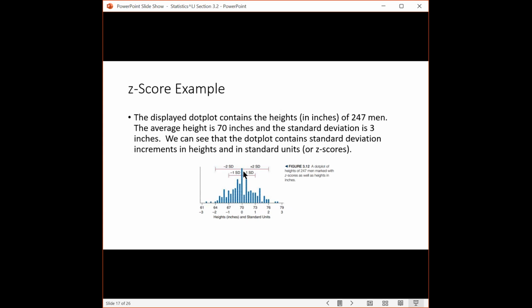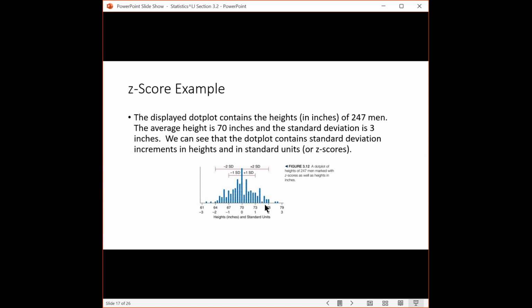So all of these observations, all these dots, have z-scores of 0. We could say that all of these dots that are above 73 have z-scores of 1. All of these dots above 76 have z-scores of 2. All these dots above 67 have -1, 64 have -2, and so on. What about between 64 and 67? What about all these others?